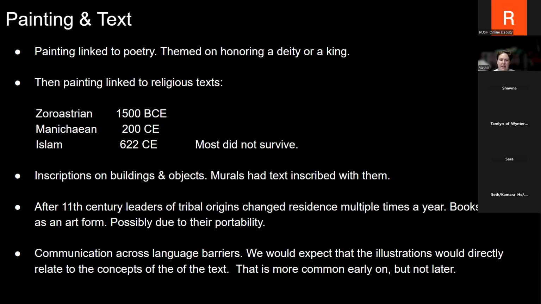But we have lots of theories that come up about illustration being a way to communicate across those language barriers. And in the very beginning of this, usually 12th, 13th century, we start to see that we have illustrations very directly depicting the concepts of the text. So we think that may have been what was going on. Later on, as you get more people who have learned the languages of the groups they're trying to govern, you see less and less of that. The illustrations kind of wander further and further away from the direct translation of what the text is saying.